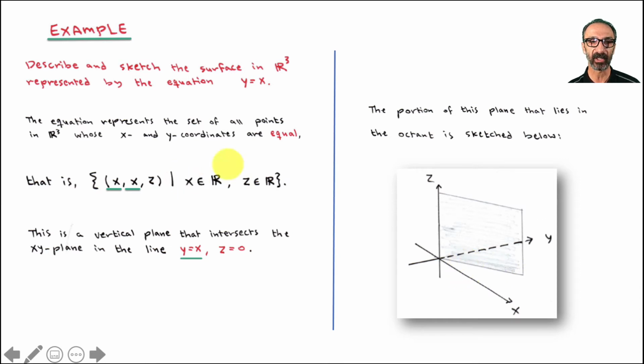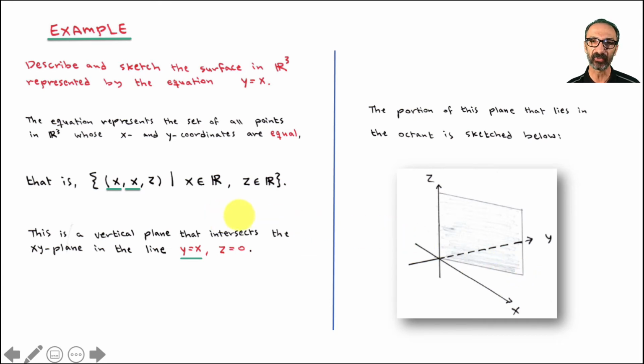But since we are in 3 dimensions and z has no restrictions, I'm going to go up and I'm going to go down, always left and right, of course. So it's a vertical plane. The projection, or the intersection with the xy plane, is just the line y equals x.